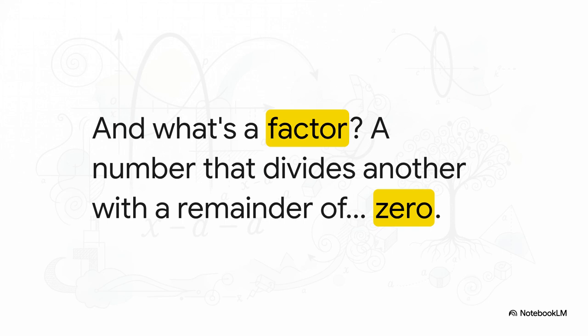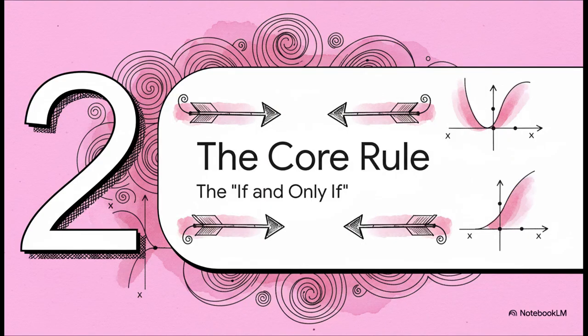Let's put them together. So when we combine those two ideas, we get the Factor Theorem. And it's so elegant and so powerful because it's not a one-way street. It works forwards and backwards, and that's what makes it so incredibly useful.